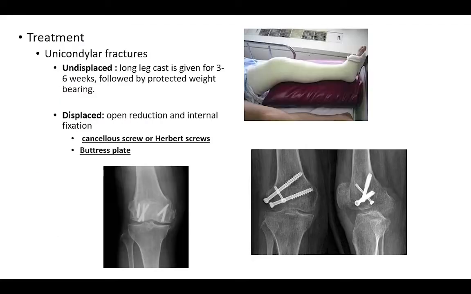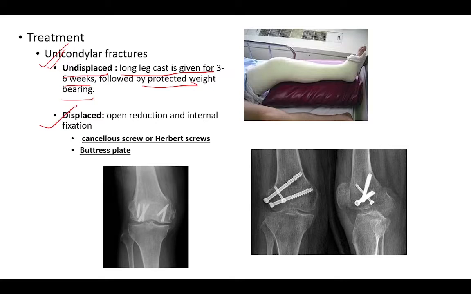Treatment options for distal femur fractures can be divided into operative or non-operative management. For unicondylar fractures which are undisplaced, a long leg cast may be given for 3 to 6 weeks followed by protected weight bearing.